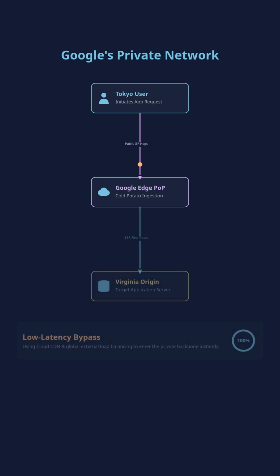What truly sets Google Cloud apart is its private software-defined global network. When a user in Tokyo accesses your app hosted in Virginia, their data doesn't crawl through the public internet. Instead, it hits a local Google Edge Point of Presence, or POP, and travels through Google's private undersea fiber optic cables. Using Cloud CDN and global external HTTPS load balancing, Google routes user requests with single-digit millisecond latency. It is a global system running on the same infrastructure that powers Search, YouTube, and Gmail, and you can control it all with a single console.